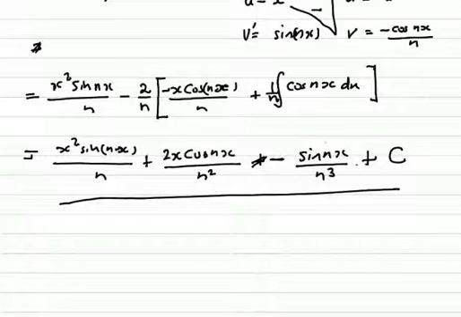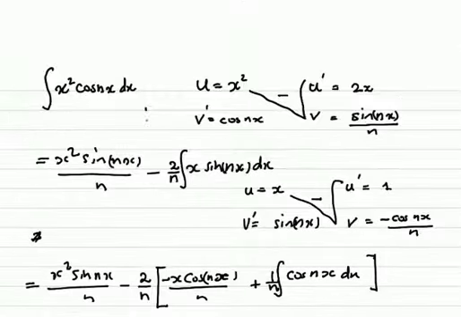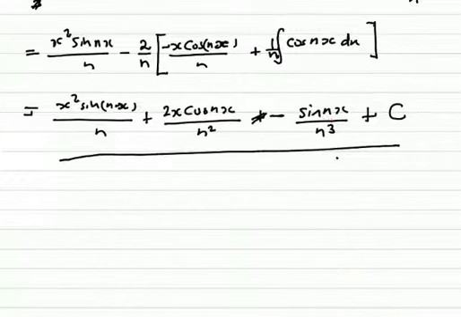So basically what I was trying to re-highlight here is that when you've got higher powers of x, you can repeat this integration. In this case it was 2. We repeated integration by parts twice. Then immediately after differentiating twice, you get to a standard integral which you can integrate immediately and come to the end of the problem. I hope that helps you to revise integration.